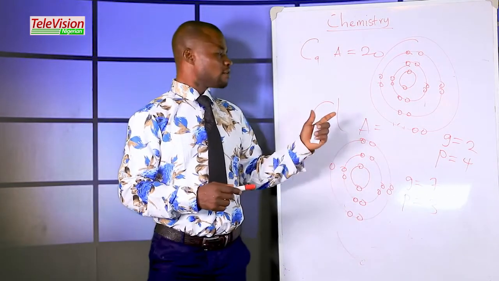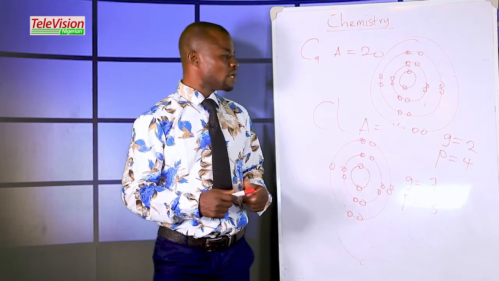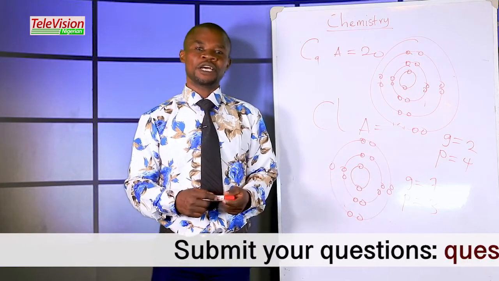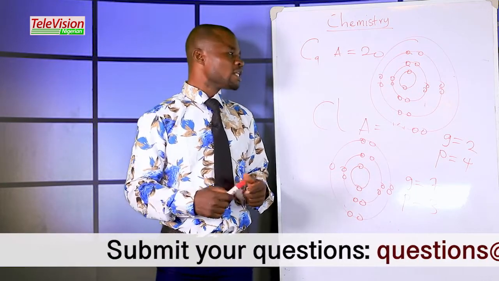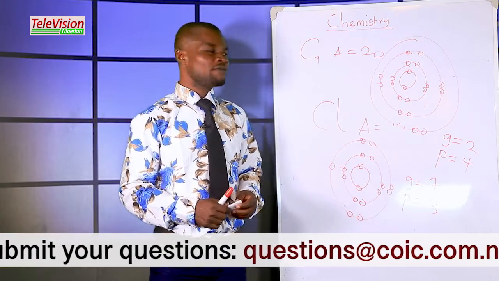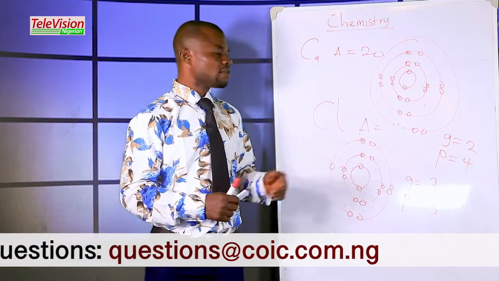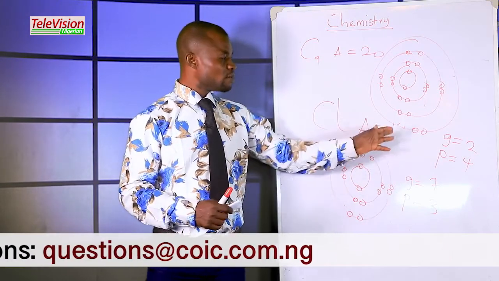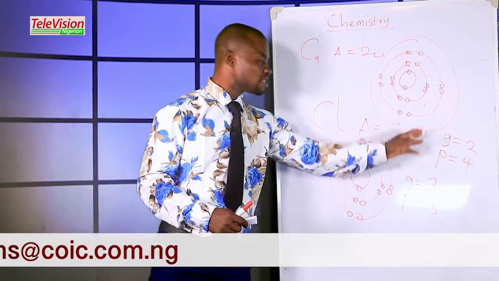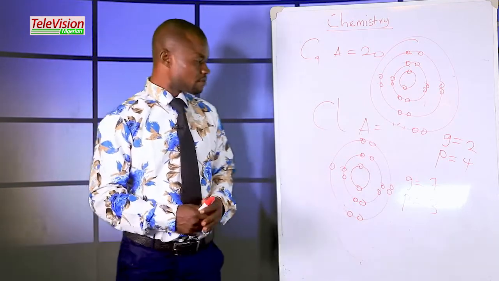I hope you are following. I wouldn't like you to fail the question whenever you come across how to get the group and the period of an element. If you don't know the group and the period of the element, what you have to do is to take the atomic number given to you and carry out the electronic configuration. At the end of the electronic configuration, the number of electrons in the outermost shell is the group, while the number of orbits of that element is the period.